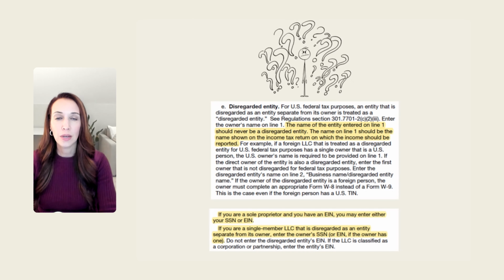If you're filling out your W-9 form with your social security number, then you have to put your first and last name in box 1. If you are filling it out with your EIN number, which I understand many people prefer to use, then box 1 has to be your business name.